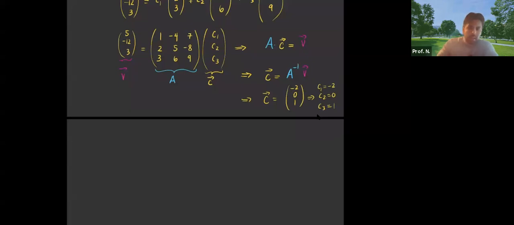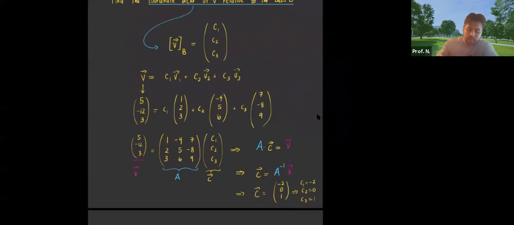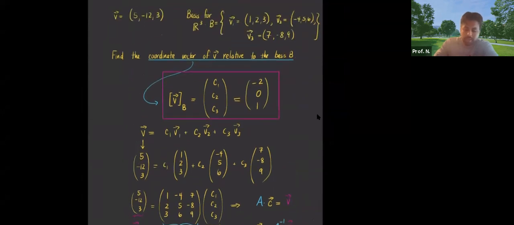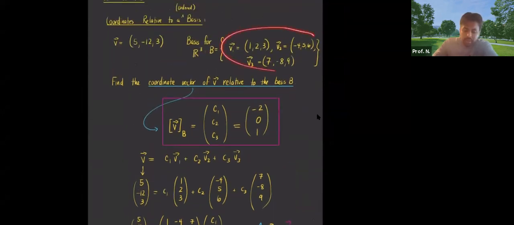And that's exactly our coordinate vector of V relative to the new basis. It's -2, 0, 1. That's what this new vector is represented by, utilizing this new basis. So if my basis vectors are these vectors, then this vector with respect to these basis vectors has the representation -2, 0, 1.